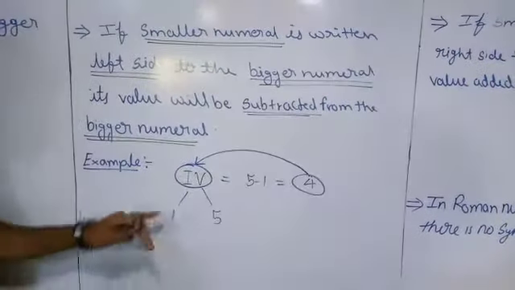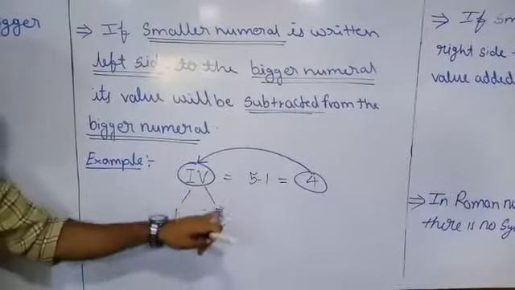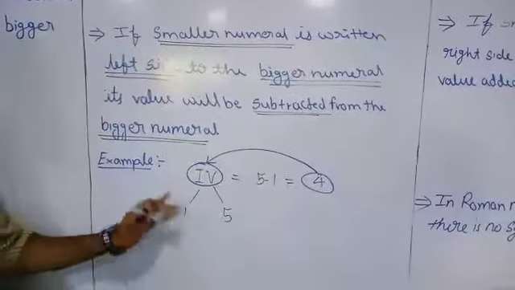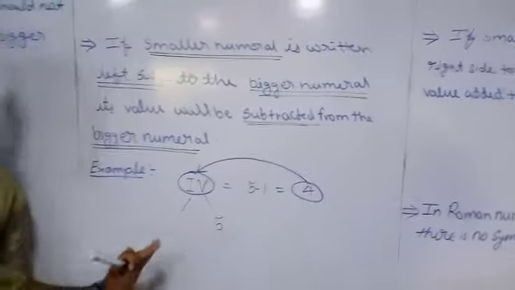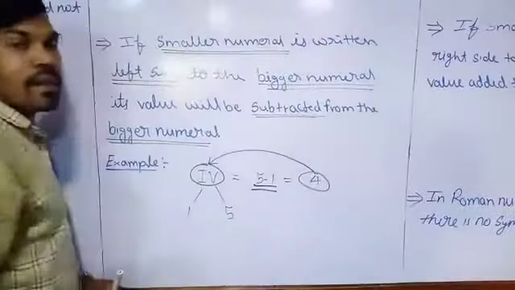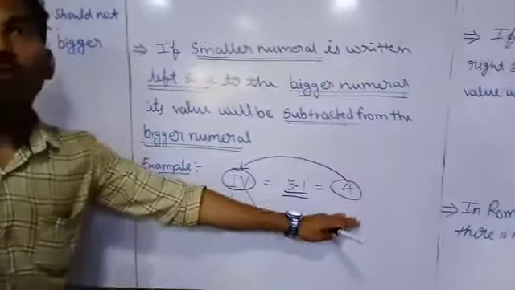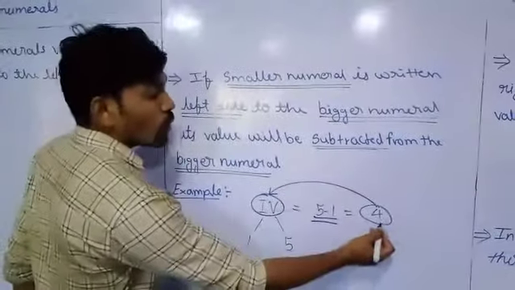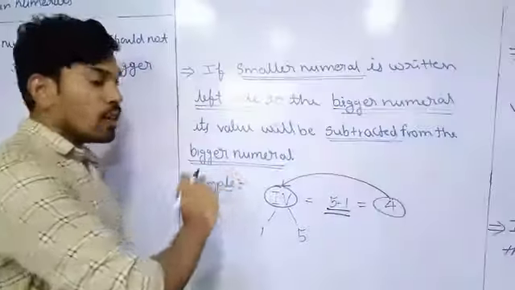Got it? So we have V for 5 and I for 1. The smaller is to the left of the bigger one, so we subtract 5 minus 1, and we get the answer 4. So the symbol for 4 in Roman numerals is IV.